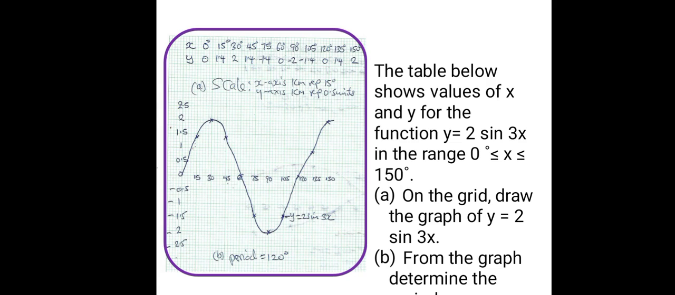The table below shows values of x and y for the function y = 2 sin 3x in the range between 0 degrees and 150 degrees. On the grid, draw the graph of y = 2 sin 3x. From the graph, determine the period.